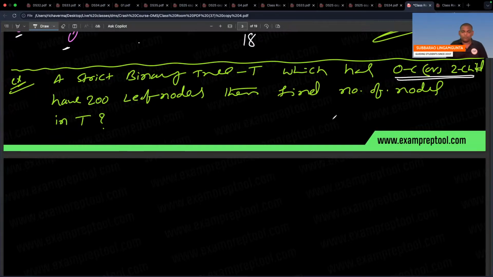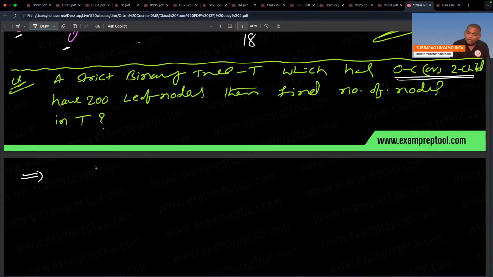Make it fast. A strict binary tree T which has zero child or two child has 200 leaf nodes. Then find the number of nodes in T. He is asking total nodes. If possible, can you try? Remember, it is a strict binary tree. Yeah, I will try to give the answer.